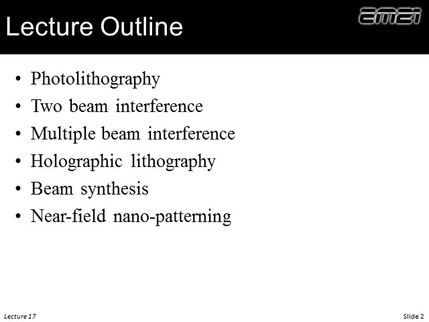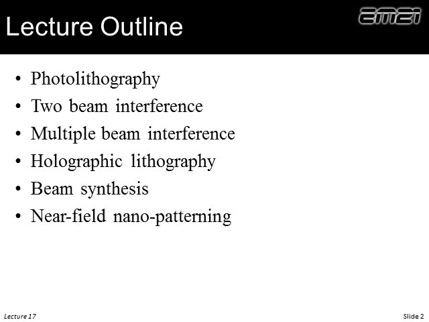First, I want to very briefly introduce photolithography. Think of this as photolithography for a non-photolithography person, but a good understanding of that will help in understanding what's happening. Then we'll talk about two-beam interference. What happens when we cross two beams? What type of interference does that produce? What can we learn from that?